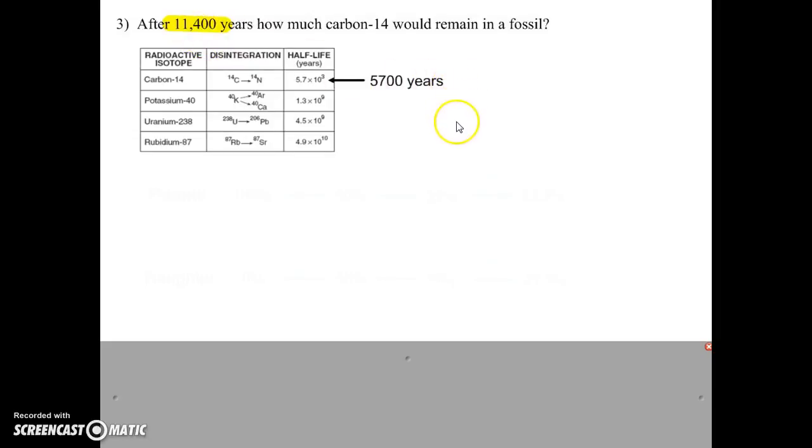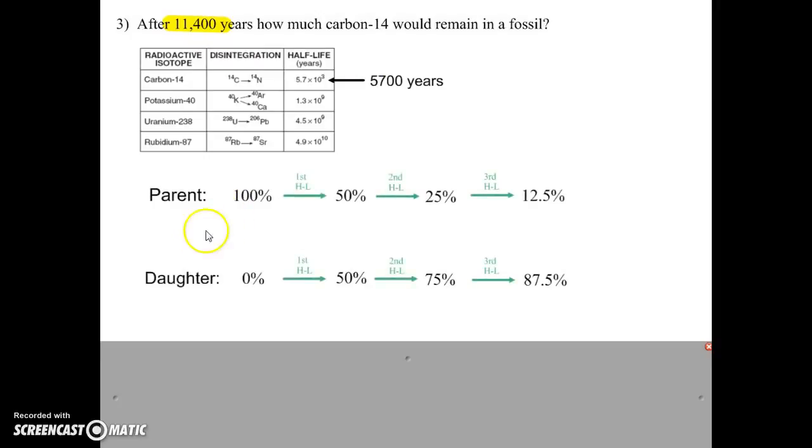So it turns out for this problem that if you multiply 5,700 by 2, you will get 11,400. So this is going to be equal to 2 half-lives. So again, we're going to want to use that same chart. So we started with 100%. After the first half-life, we're down to 50. After the second half-life, we're down to 25. So the answer for this question is there'd be 25% of the carbon-14 left.